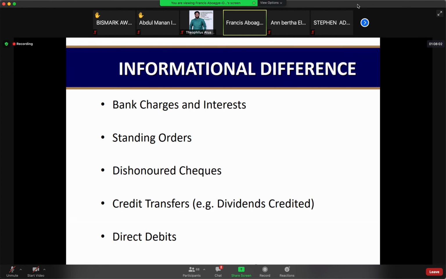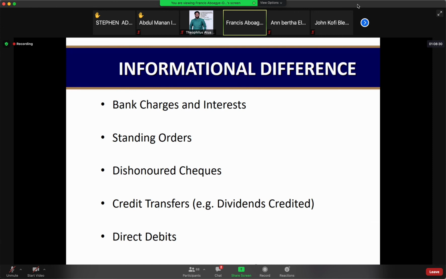So the standing order is an instruction from you, but we keep on saying that the bankers become so prosperous that they don't even respect your instructions. So even though the instruction is from you, you may not be sure until you see that they have honored your instruction. So that could be an informational difference item.